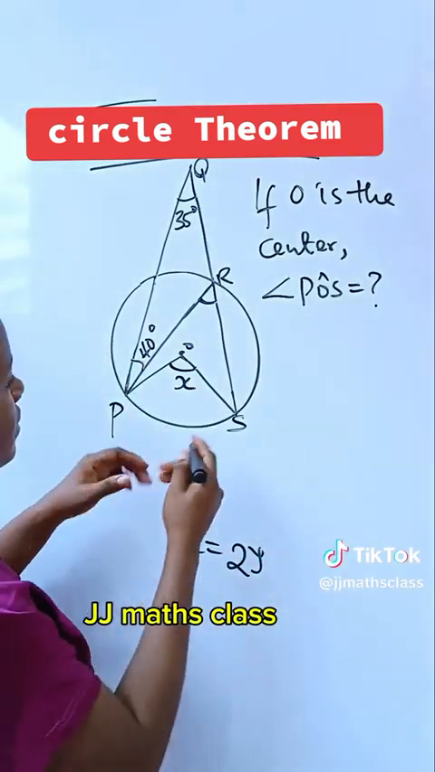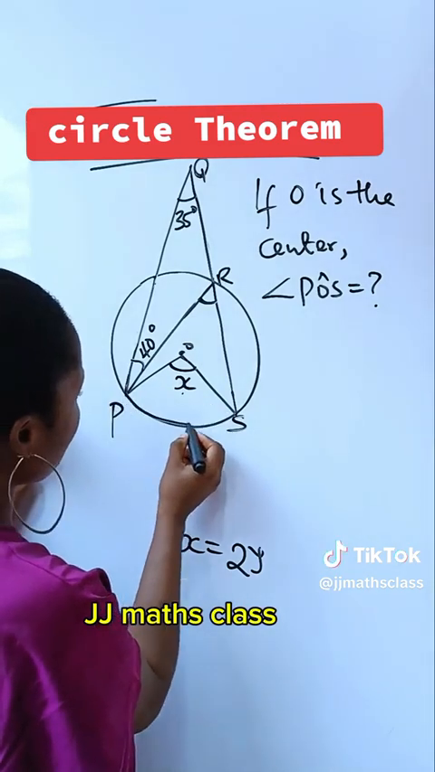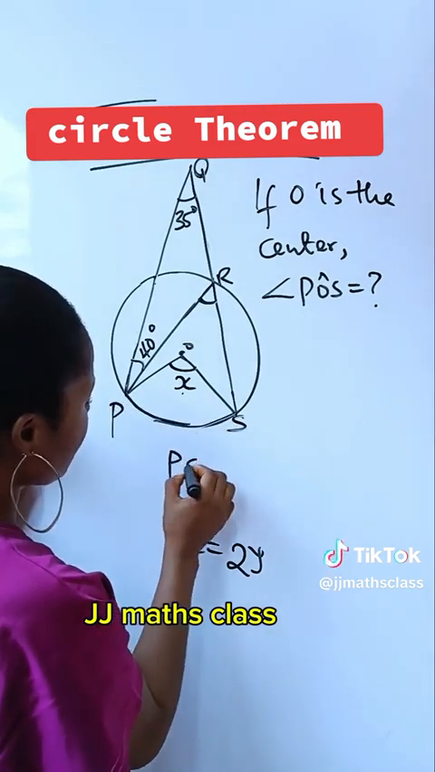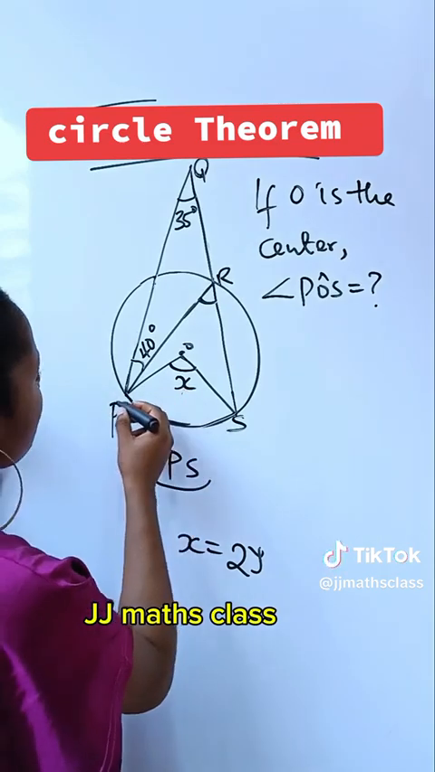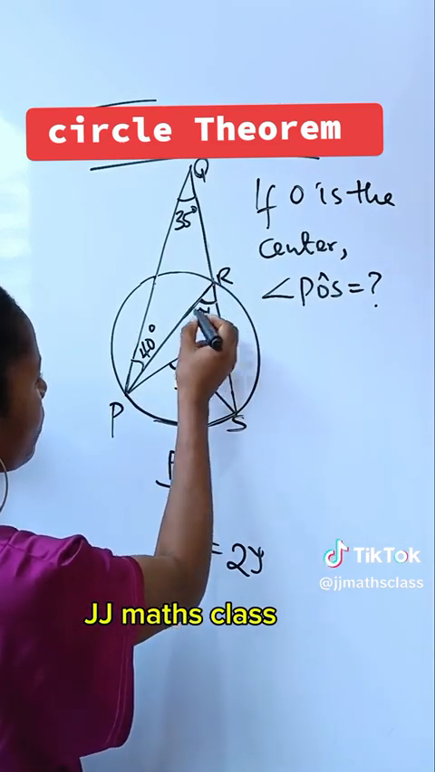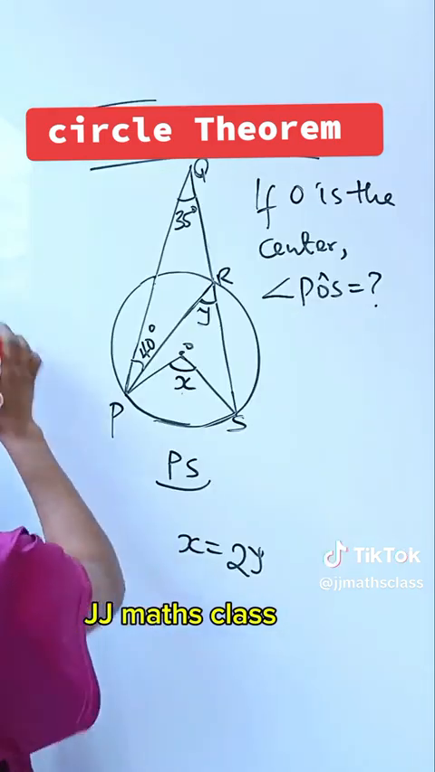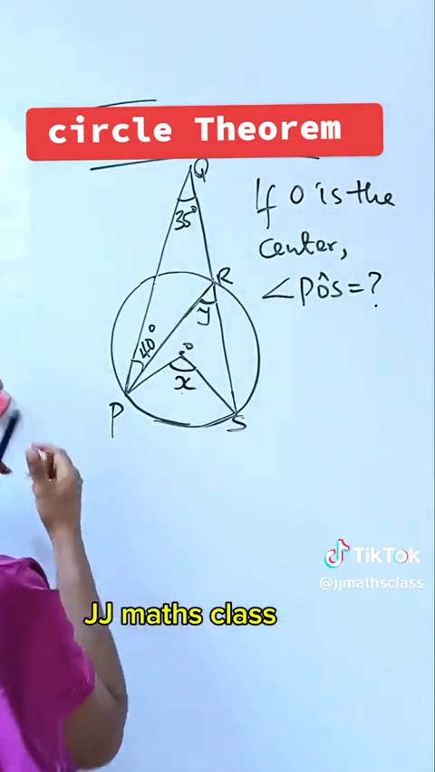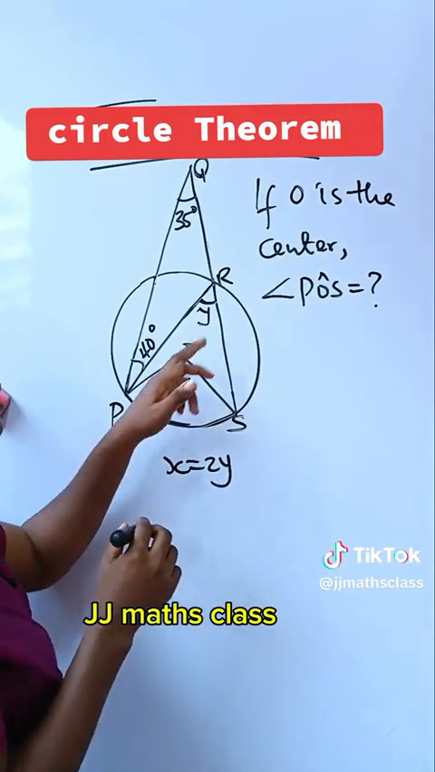If you look at this now, you notice that this is your X. From here to here is the arc PS. PS is the arc, and it subtends this angle X at the center. Now this is the angle it subtends at the circumference, this particular angle. Let's call it Y. So our X is equal to 2Y. That means the main thing here is what is the value of our Y.